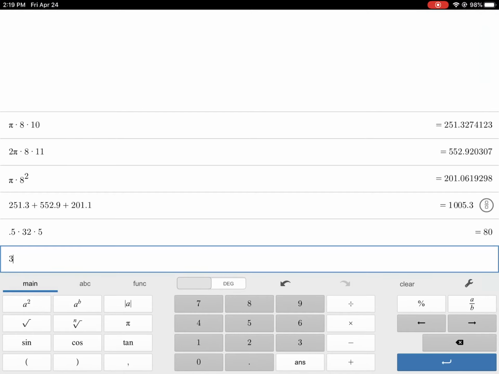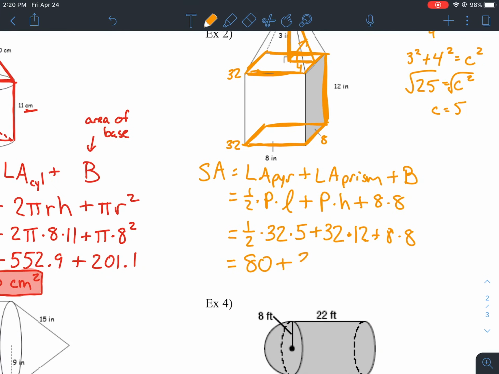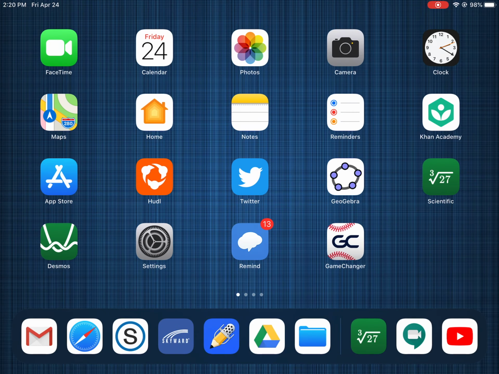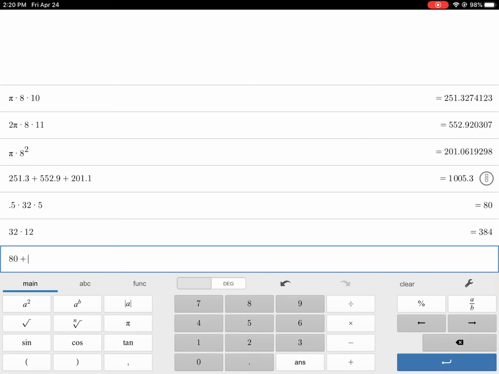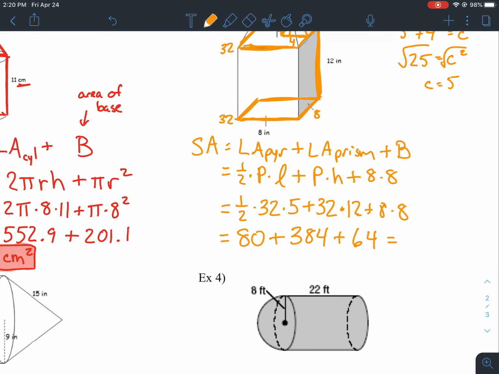Plus 32 times 12 comes out to be 384. Plus 8 times 8 is 64. And in the end, we can just do that calculation. 80 plus 384 plus 64. 528 is the value. Our unit is inches, and because it's a surface area, it is squared.